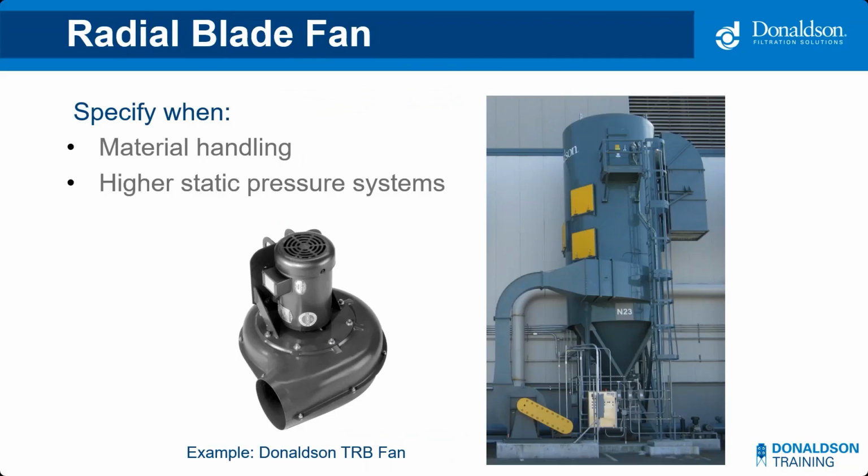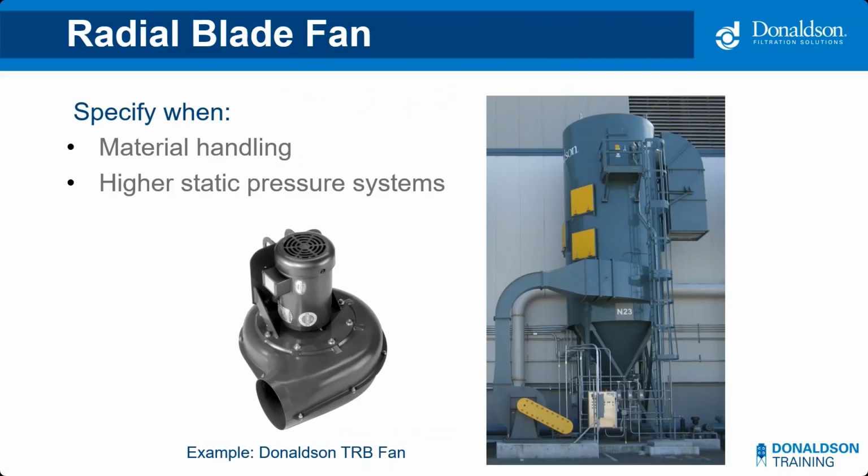So here's Donaldson's radial blade fan. This is the counterpart to the Donaldson TBI fan. This is the Donaldson TRB fan, turret radial blade. Again, it's a material handling fan. This little TRB could be mounted right to the side of a collector. The photo to the right there is an example of a larger ground-mounted radial blade fan.